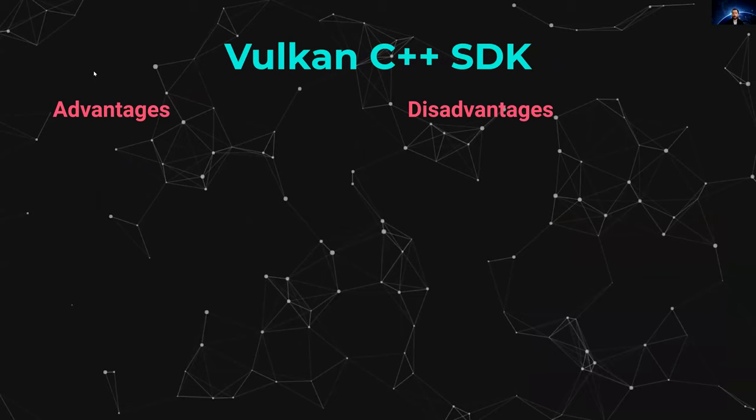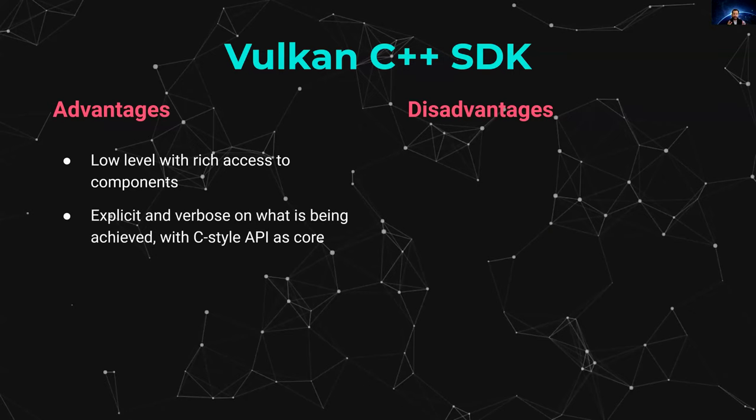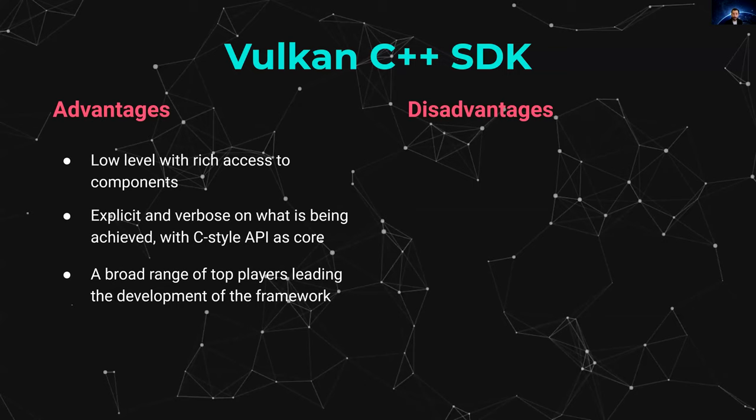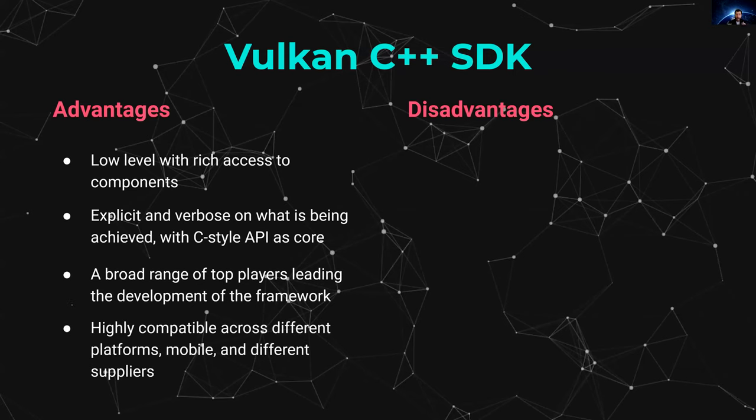This is reflected in the interface that is exposed by the Vulkan SDK. Now, in regards to the Vulkan C++ SDK, there are several advantages and disadvantages, as with anything. One very strong advantage is that it has a very low level interface with rich access to components. That comes with an explicit and verbose C-style API at its core that provides pure direct access into not just the Vulkan SDK, but also the hardware underneath, which is very important for the optimizations that are necessary. There is a broad range of industry leading players contributing to the standards, the SDKs and the tooling, which has been very encouraging to see. There is also an emphasis on interoperability and high compatibility across different platforms: mobile, suppliers, AMD, NVIDIA, Qualcomm, et cetera. These are very strong strengths.